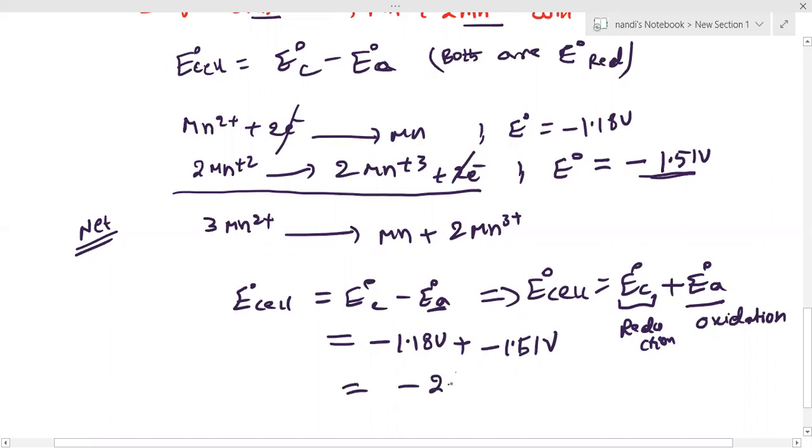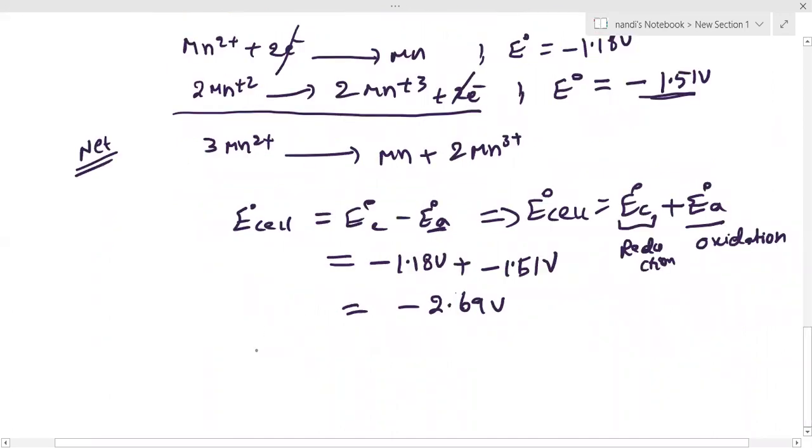Minus 2.69 volt. If you are getting the E cell value or E naught cell value as a negative value, then the cell is non-spontaneous. If this is negative, it means non-spontaneous. Sir, spontaneous, no sir. That's delta G negative, not E naught cell. If delta G is negative, then spontaneous.